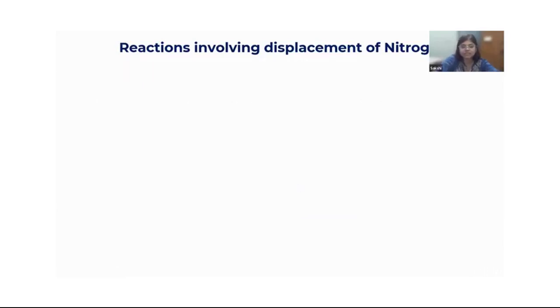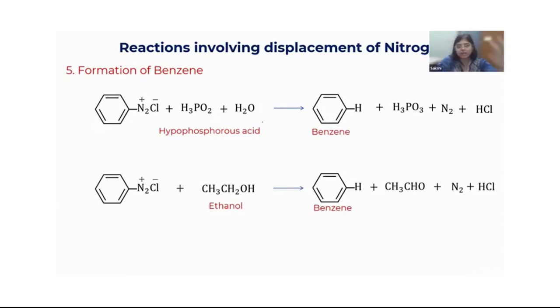Both of these reactions, basically here, we are converting diazonium salt to benzene, right? Again, in the second reaction as well. So this is asked a lot in the board exam. When benzene diazonium chloride is treated with ethanol, what is the product you are getting? So we get benzene ring, right? We get benzene ring. We get an aldehyde, nitrogen gas is released and HCl is also released. But the main focus is benzene.